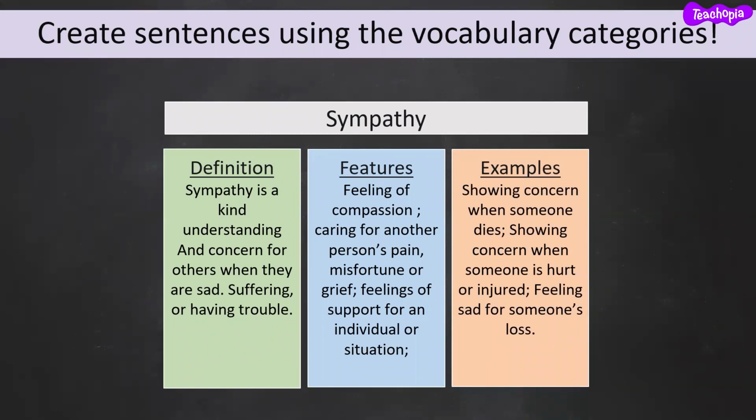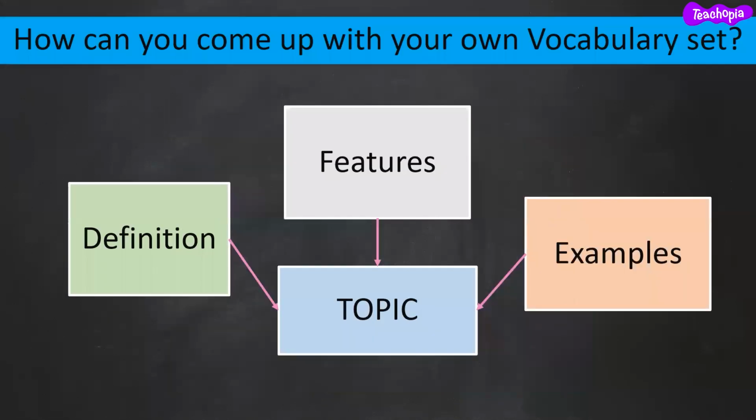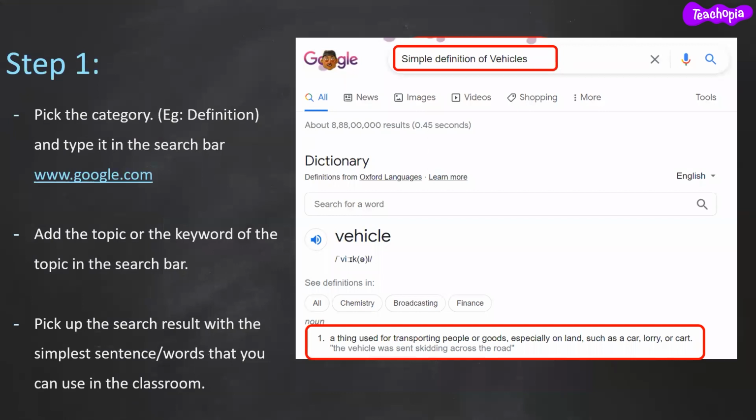Moving on, now that we have understood how to create a topic of a poem, role play, or a story, let's now understand how we can come up with a vocabulary set for a particular topic. So a vocabulary set, as we already know, has definition, features, and examples. This also has 3 steps.